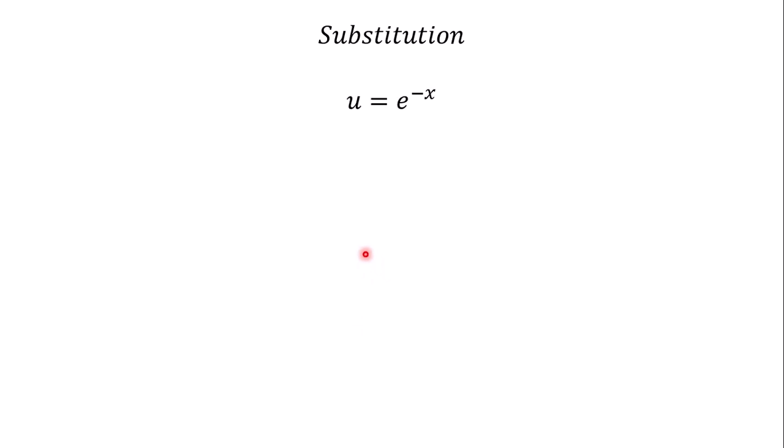So u is equal to e raised to the power minus x. To continue, how are we going to find dx in the u world? Well, you can use the reciprocal approach, and when you use the reciprocal approach for this one, you get the same answer as the natural log approach will also give.